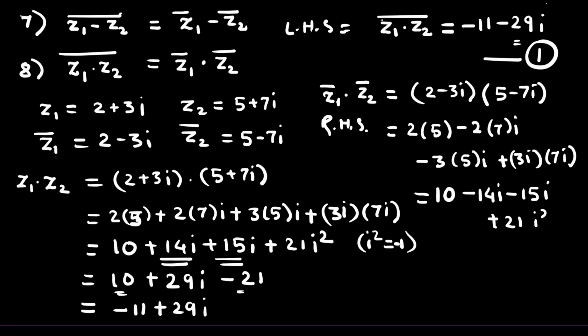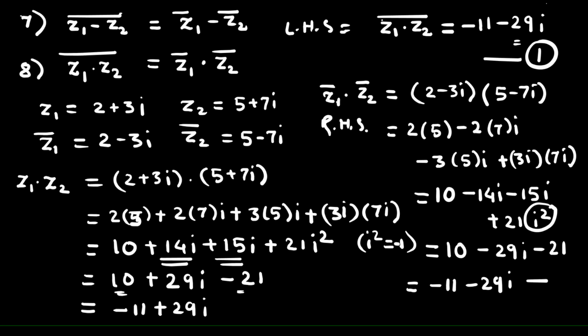So here we get 10 and then minus 29i and minus 21, because i square is equal to minus 1, and therefore we get minus 11 and then minus 29i. That will be equation 2 here. What is that? It is Z1 conjugate into Z2 conjugate.